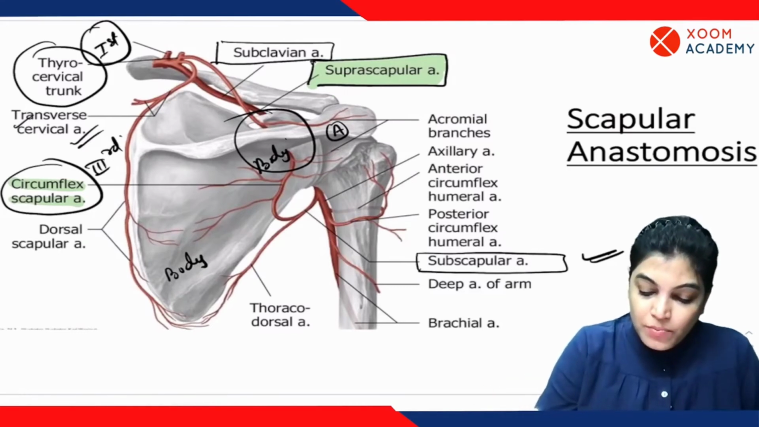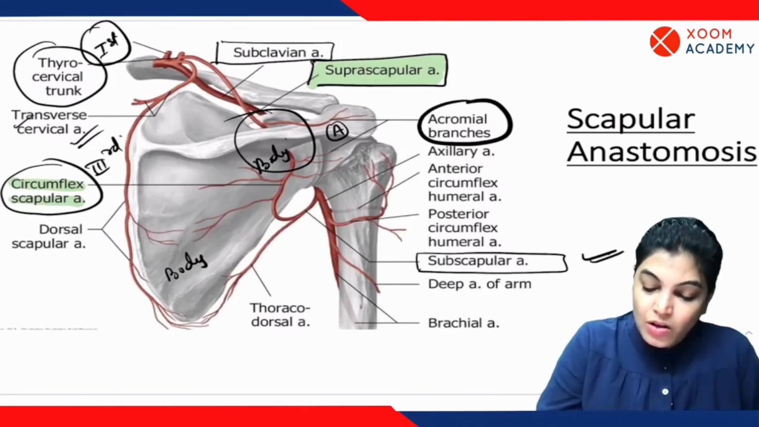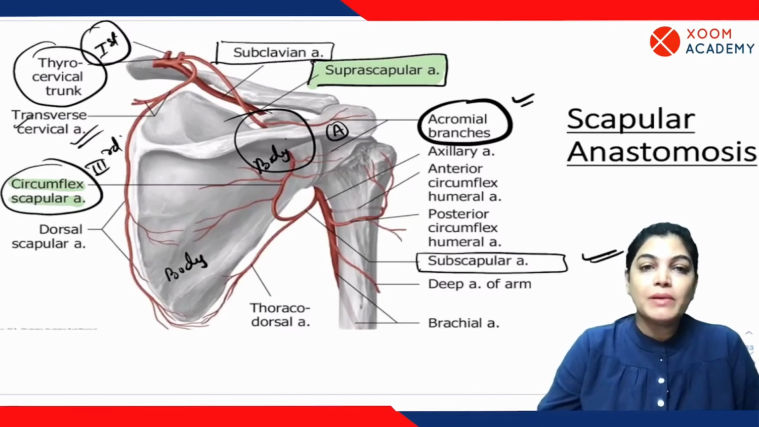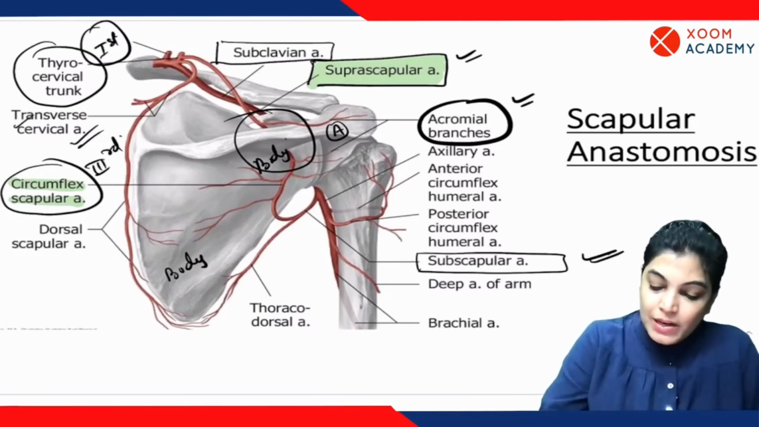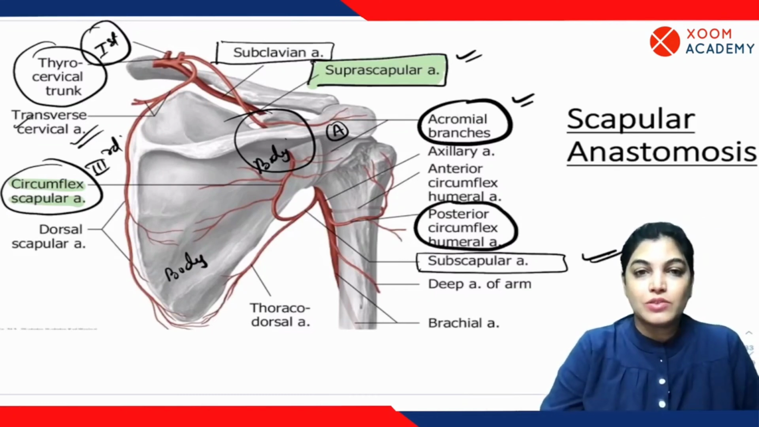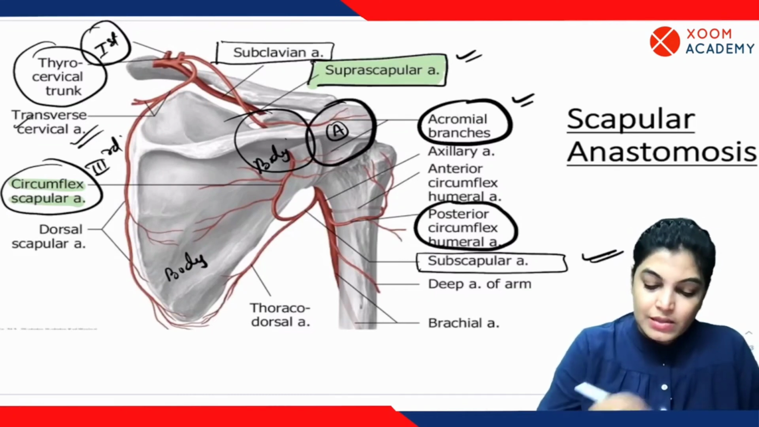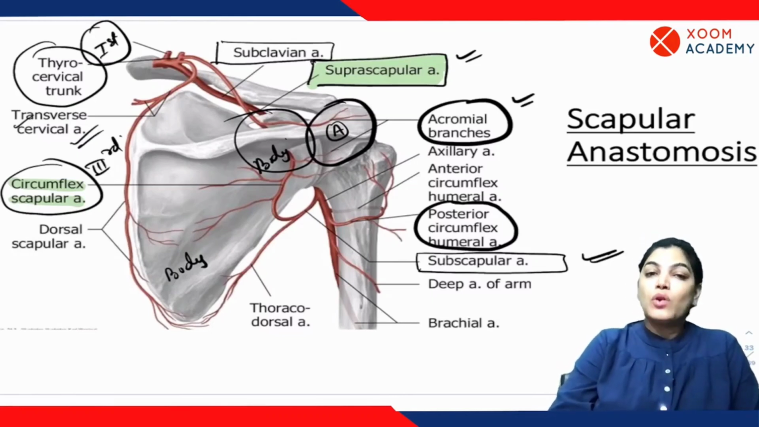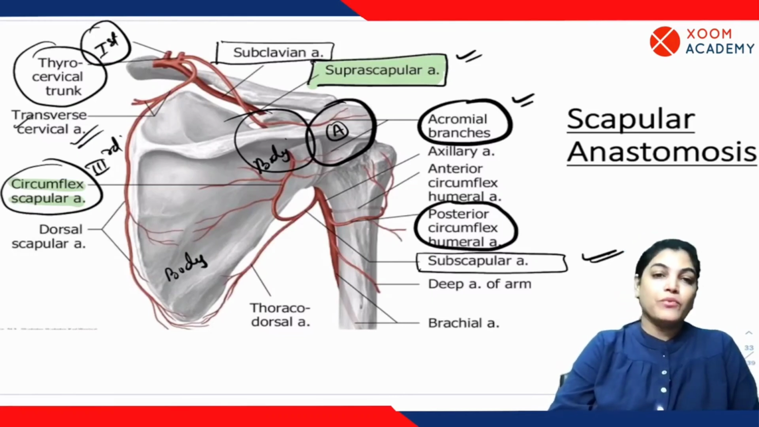Now, coming to the acromial process. You can see here on the acromial process, we have acromial branches. The acromial branches of suprascapular artery anastomose with the acromial branches of posterior circumflex humeral artery. See here, these are the acromial branches. Sometimes the acromial branches of thoracoacromial artery also contribute to the formation of scapular anastomosis.